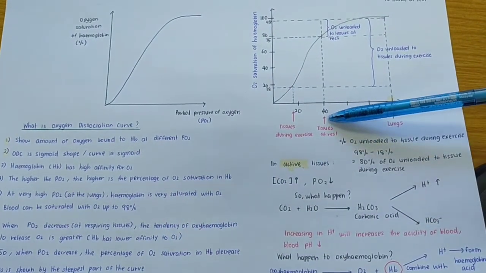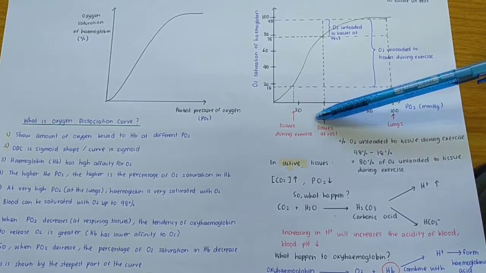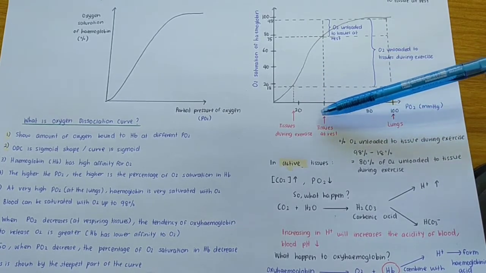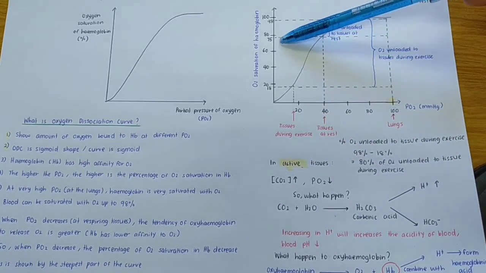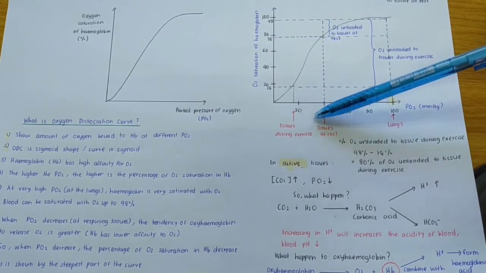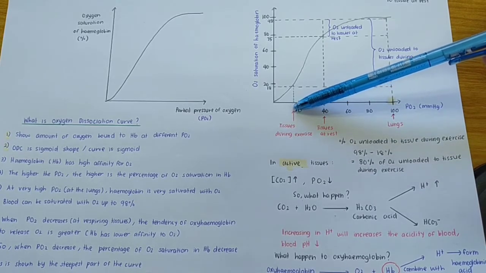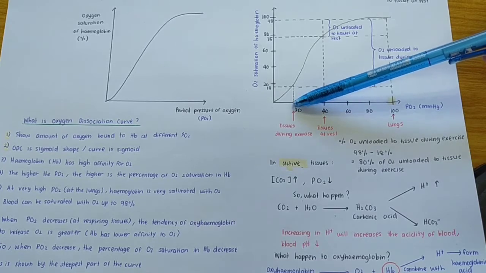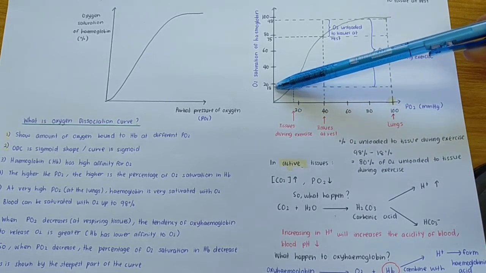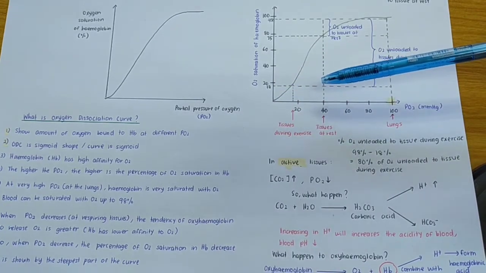We can compare here. This one represents tissue at rest. At tissue at rest, the partial pressure of oxygen is around 40 mmHg, and the percentage of oxygen saturation of hemoglobin is around 75%. But when we compare with tissues during exercise, let's say the partial pressure of oxygen is around 18 mmHg. So the percentage oxygen saturation of hemoglobin is only 18%. 18% is very low.